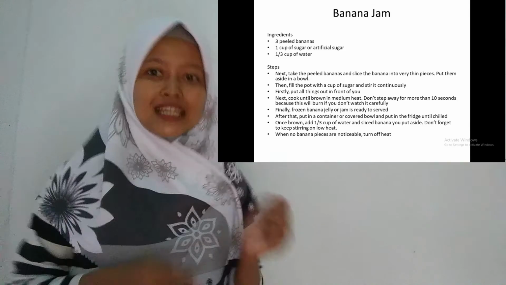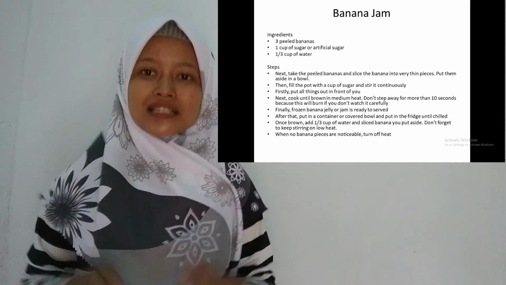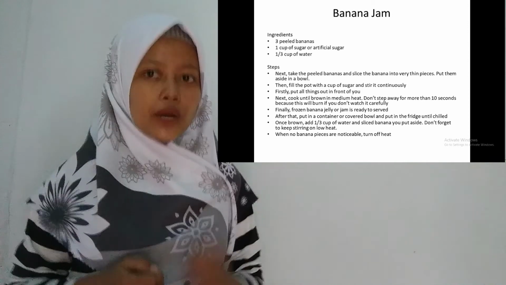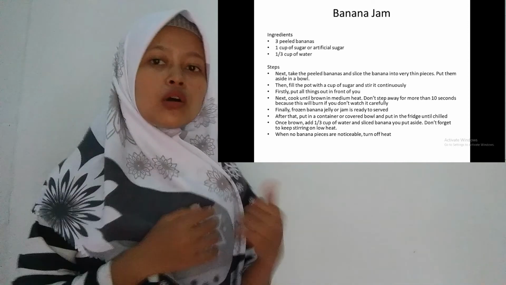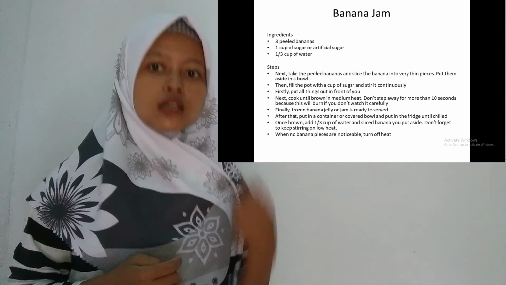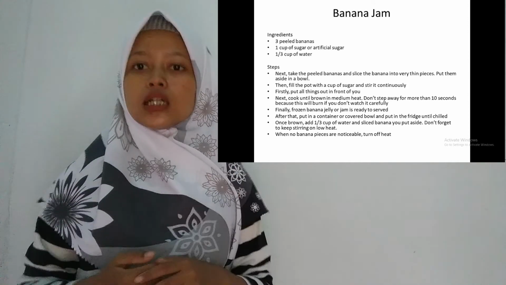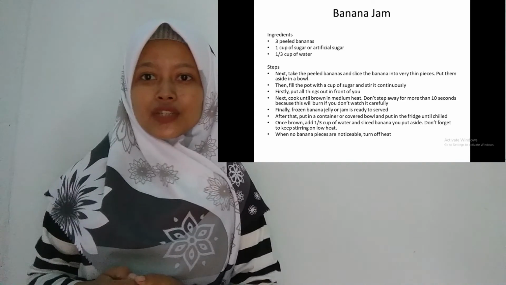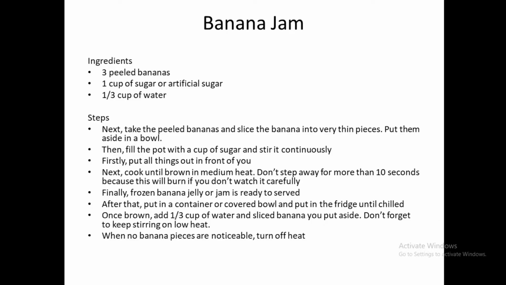Now, we come to the next activity. It's about arranging some steps into a good procedure text. As you can see here, this procedure is about making banana jam. But the steps are random. So your job is to arrange these steps so it will be a good procedure text. You can start doing it now.